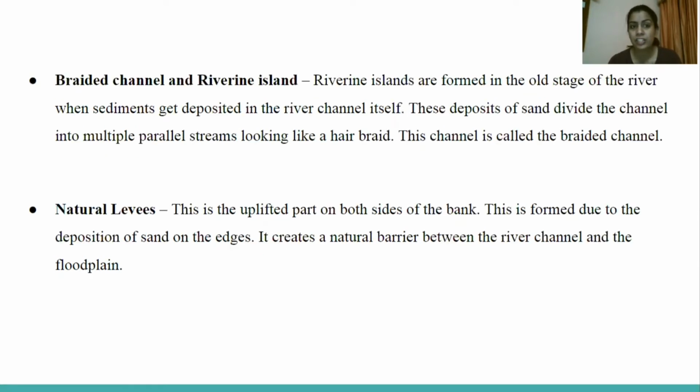The next is Braided Channel and riverine island. So what are riverine islands? They are formed in the old stage of the river when sediments get deposited in the river channel itself. These deposits of sand divide the channel into multiple parallel streams looking like a hair braid. This channel is called the braided channel.